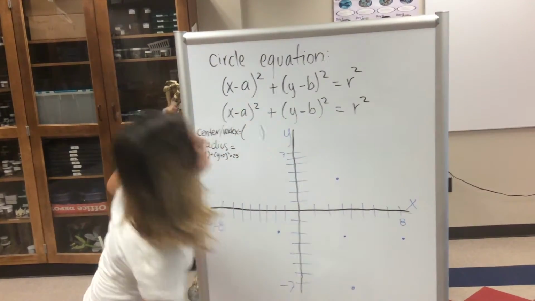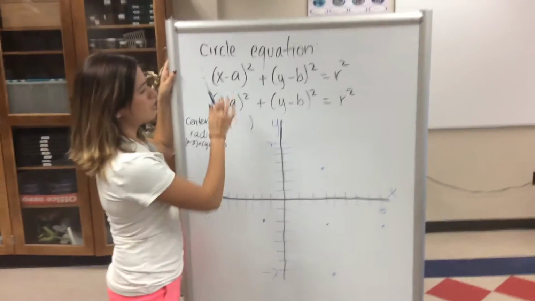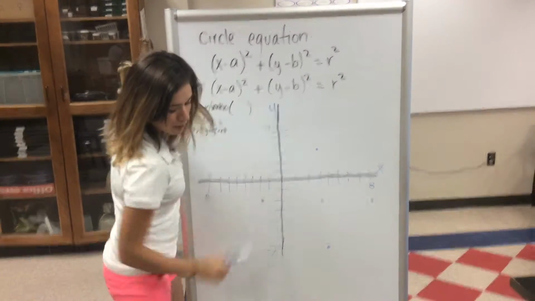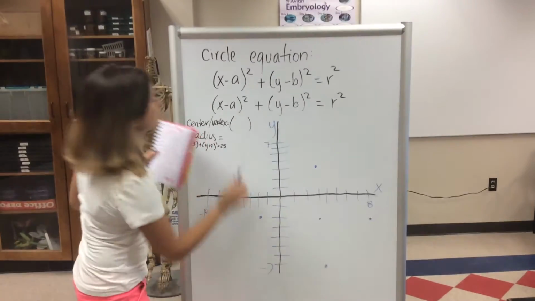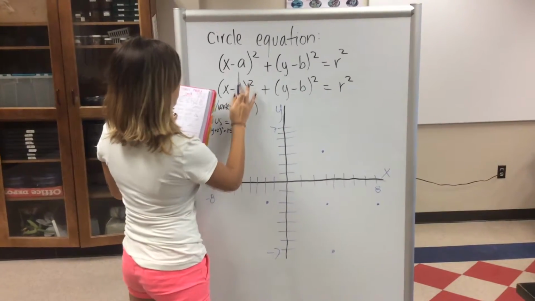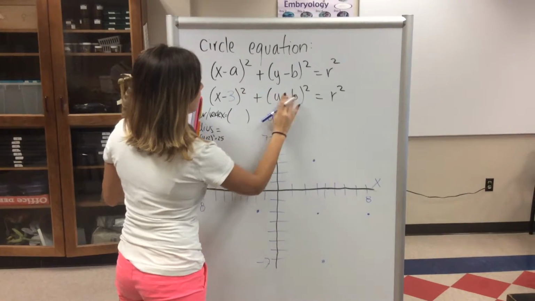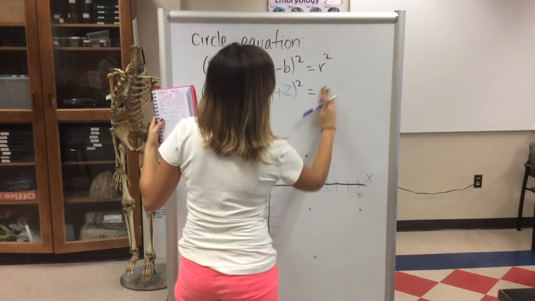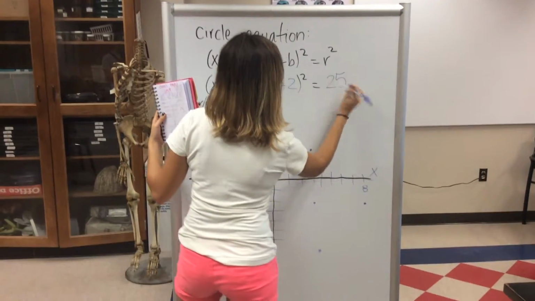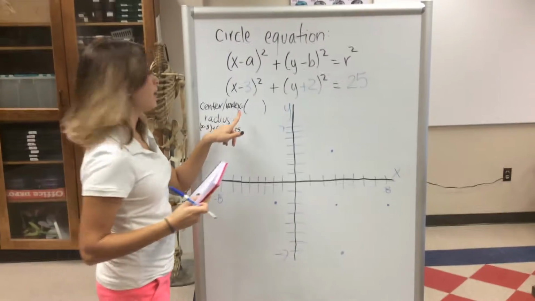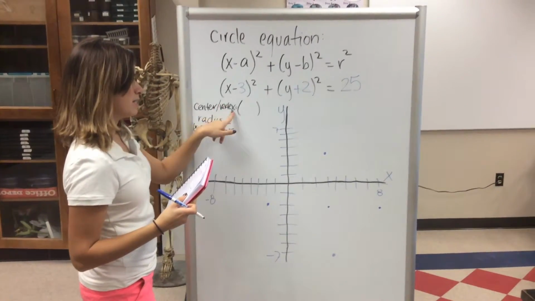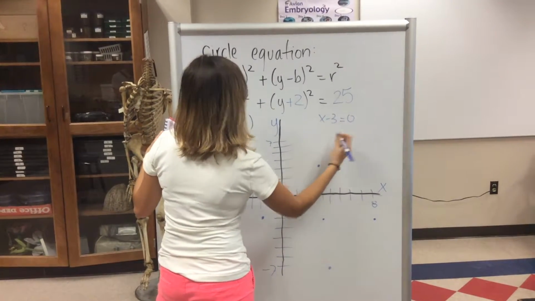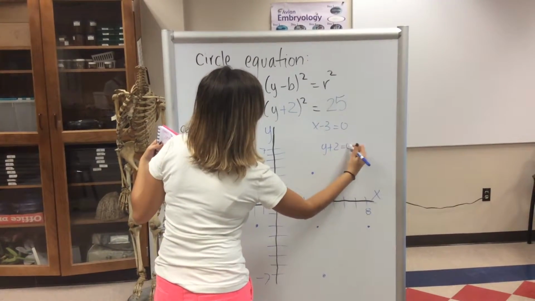So here I'm going to do an example with the circle equation. So this would be the standard form, and my example would be just to plug in some points here. So I'm going to plug in a 3 and a 2 for my h and k, and I'm going to plug in a 25. So now I would just get my center and my vertex. In order to get my center and vertex, I would set x minus 3 equal to 0 and y plus 2 equal to 0. And I would solve it.